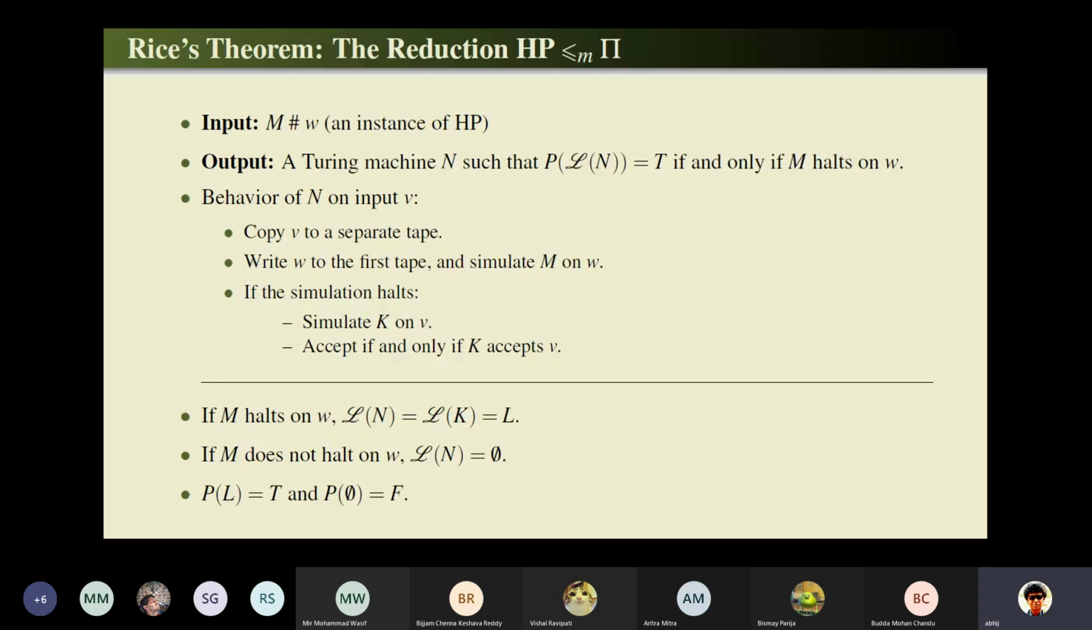But whether M halts on one or more strings, this is not exactly a property of the RE sets. Rice's theorem says nothing about those properties of Turing machines. It says only something about properties of RE sets. Okay. So that's it.